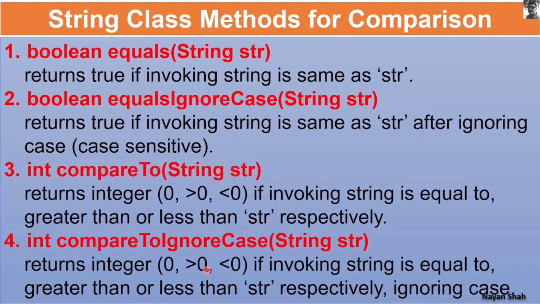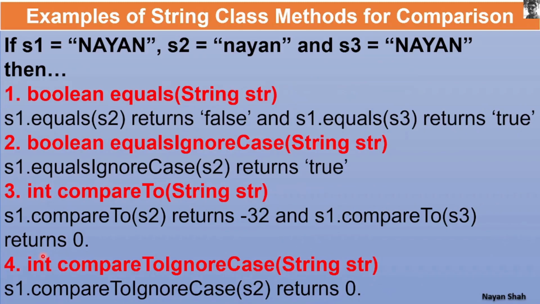So these are the four methods which are used for string comparison. The first two methods give the answer in true or false, because that is their return type. The third and fourth methods return the answer as some number. Let us see some examples.